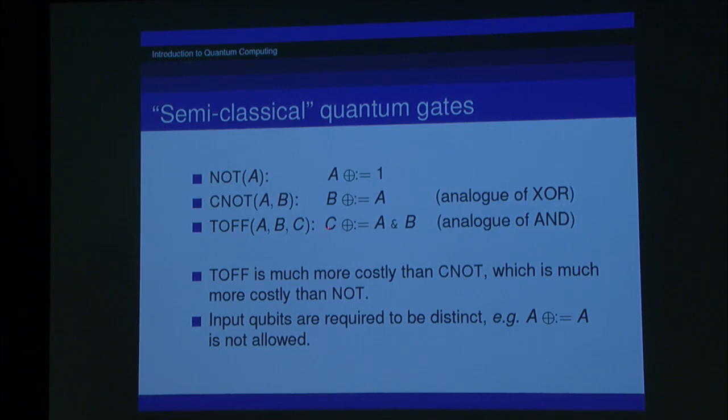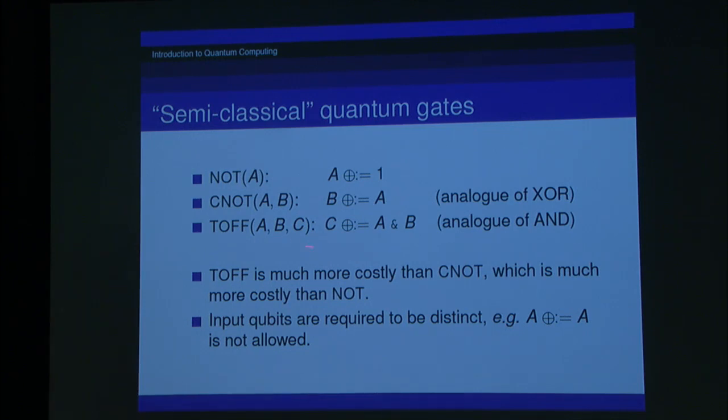Toffoli is C plus gets A and B, and it's the analog of AND. Now these are actually reversible. If you did it twice, you would get back to where you were. If you're adding a 0 or a 1, and you do it a second time, you'll just add it a second time and get back to where you were. So all of these have order 2.